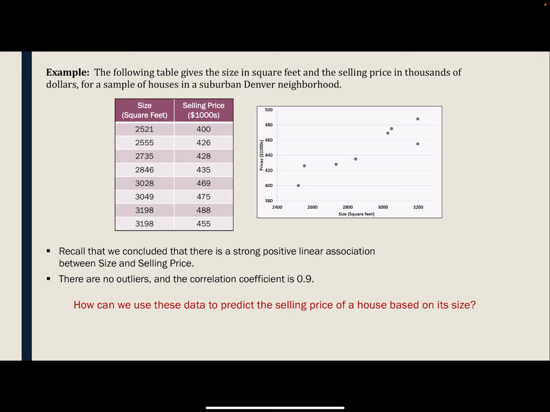So I'm going to use the same example that I used at the end of the Chapter 6 video, where we had homes that were given in square feet in size and that had a selling price in thousands of dollars. So looking at this data value, a home that was 2,521 square feet had a selling price of $400,000. We looked at the scatter plot and we found the correlation coefficient, and we determined that this was a linear relationship that was positive and strong, and there were no outliers.